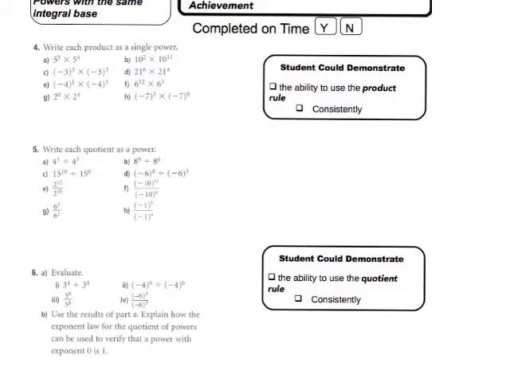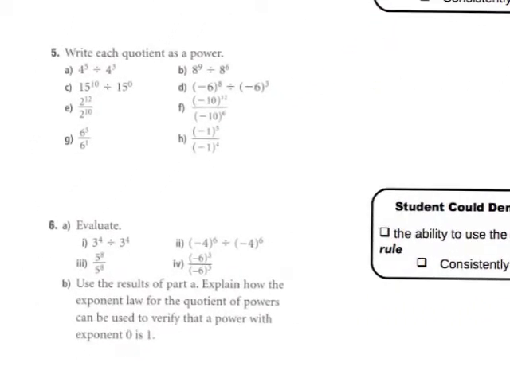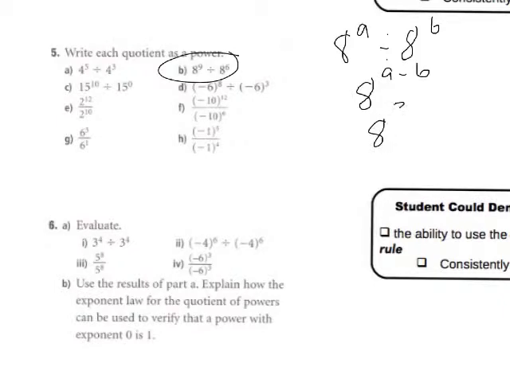So we'll get rid of this and we'll try some number 5. So the quotient rule says that if the bases are the same, we can subtract the exponents. So 8 to the power of 9 divided by 8 to the power of 6. Bases are the same. They're both 8. So we can subtract these and we get 8 to the power of 3, and we're going to leave it as a power.